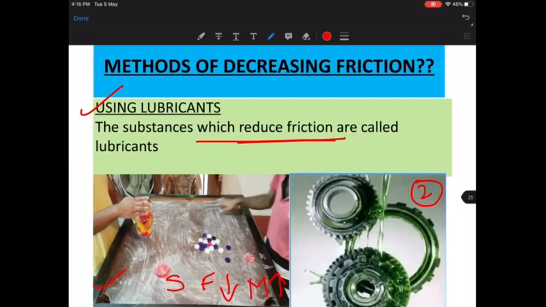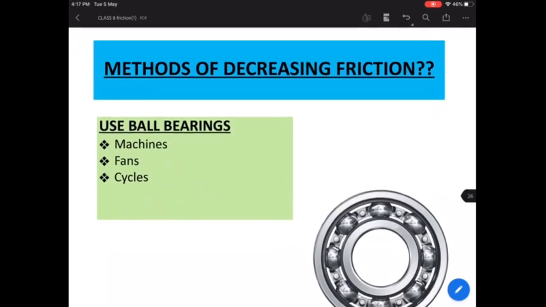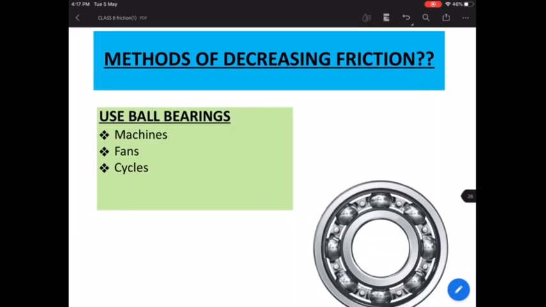So you have to apply lubricants. Okay. Understand the importance of lubricant. It can be a 1 marks question and very simple. What are lubricants, or give some examples of lubricant. Fine. So by applying lubricants, you can reduce the friction.